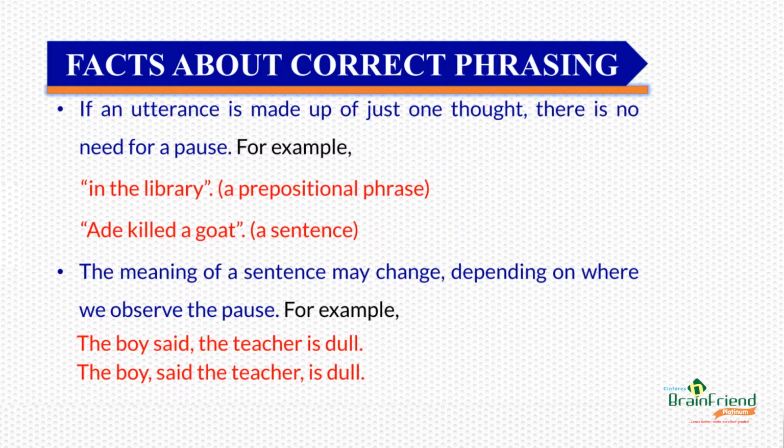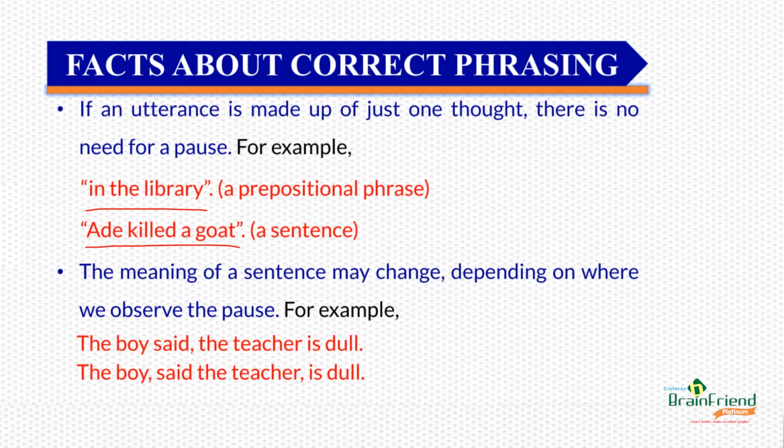Now let's look at some facts about correct phrasing. Remember I said phrasing is made up of breath or thought units, and each unit has just one idea. Now, if an utterance is made up of just one thought, there is no need for a pause. For example, if I just say, in the library, there's no need for a pause because it has just one thought. Next, we have, Ade killed a goat. This is a sentence and it has just one thought. This sentence is not made up of breath units.